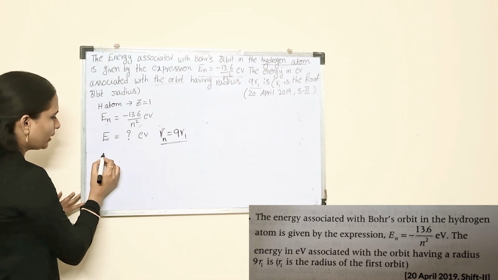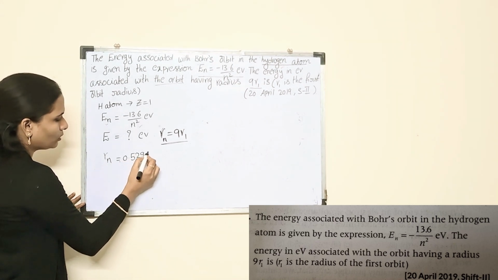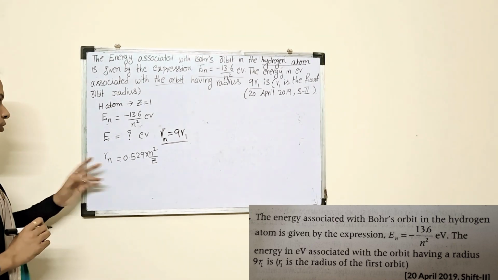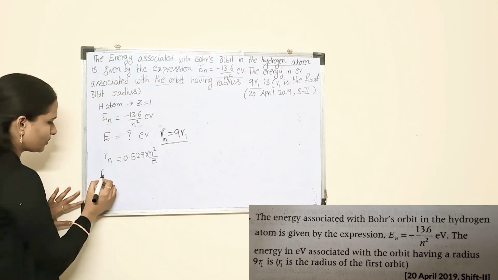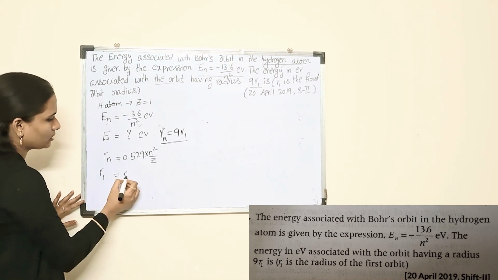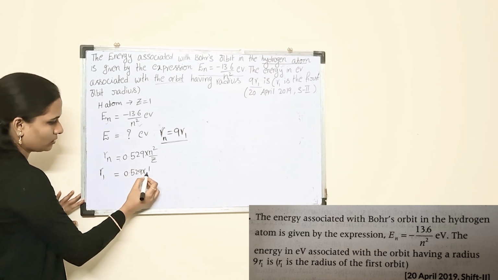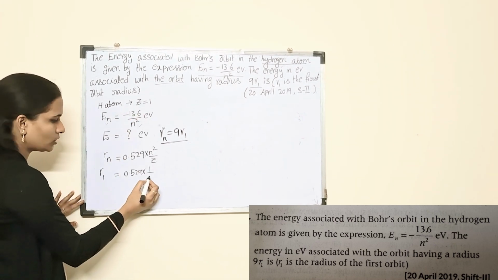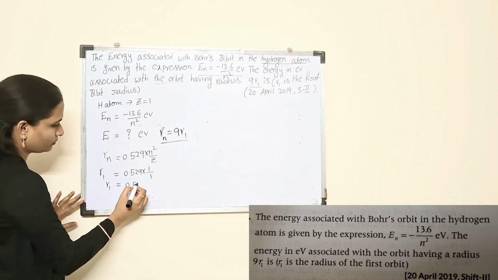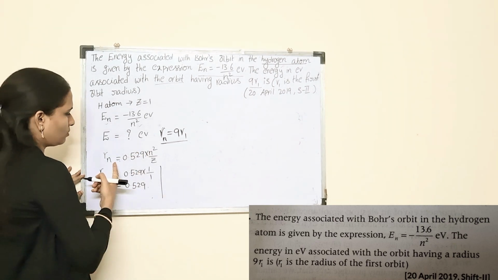We already know the formula for the radius of the nth orbit: 0.529 into n square by z. Now calculate the radius of the first orbit. For the first orbit, n value is 1. Substituting, 0.529 into 1 square by z, and since this is the hydrogen atom, z is 1. So the radius of the first orbit is 0.529.